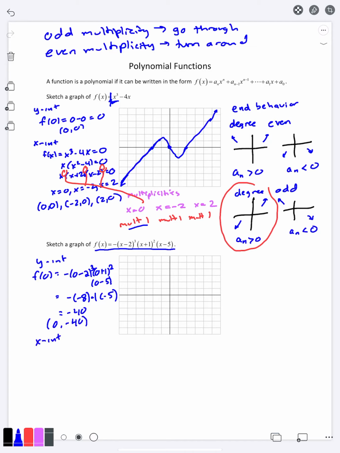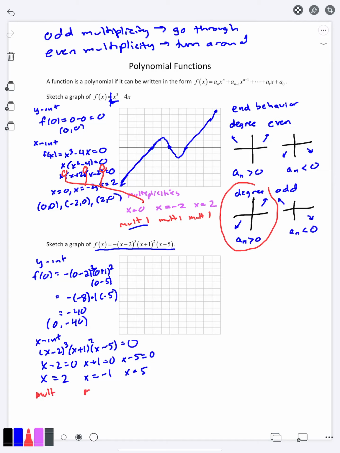The x-intercept, this one's actually going to be easier now because it's already been factored for us. So I can just solve each part separately. And I get 2, negative 1, and 5. And I can right away say what the multiplicities are for each one of them. The multiplicity for 2 is that number 3 there, because again, 2 came from this, and the exponent there is 3. The multiplicity of negative 1 is 2, and the multiplicity of 5 is 1. So those are our 3 multiplicities there.